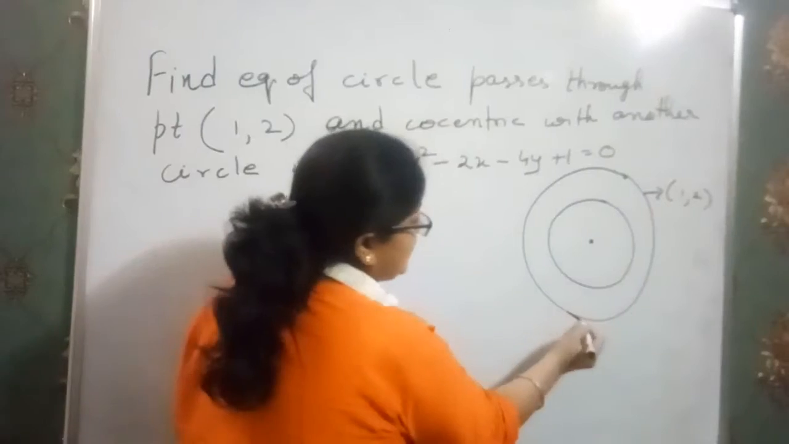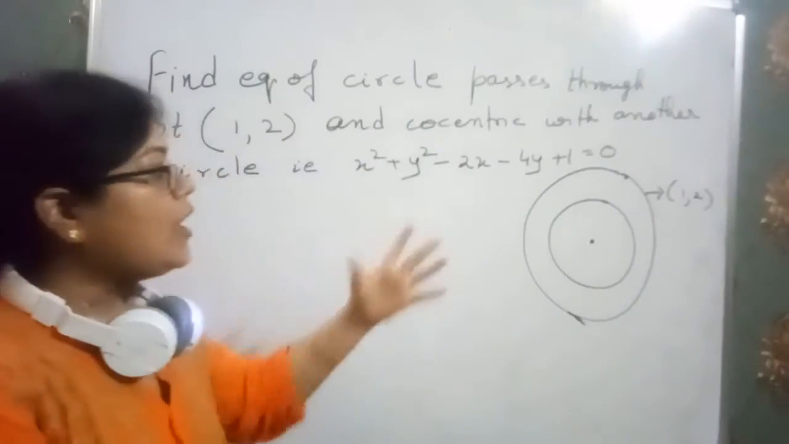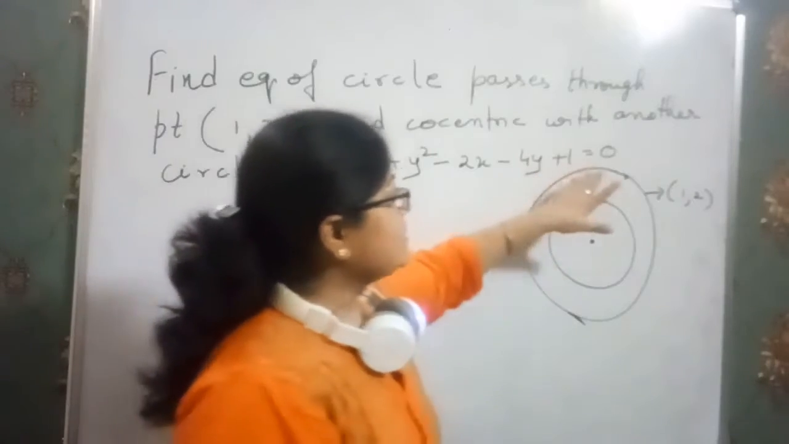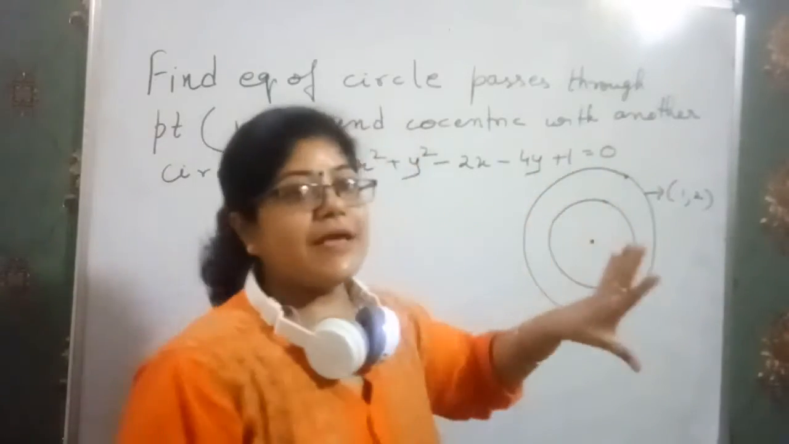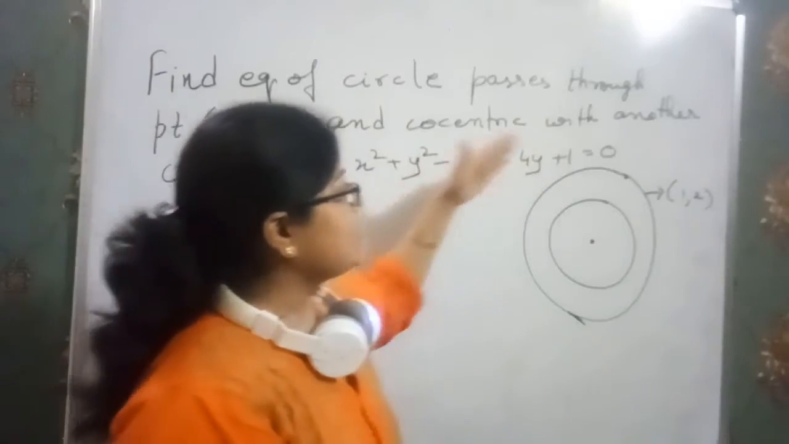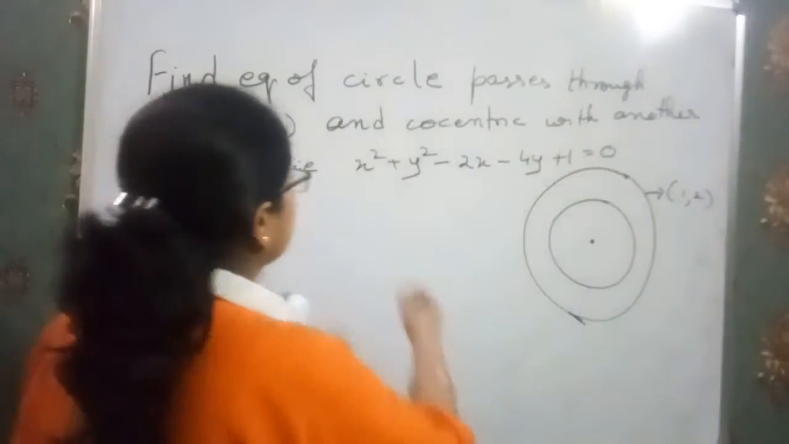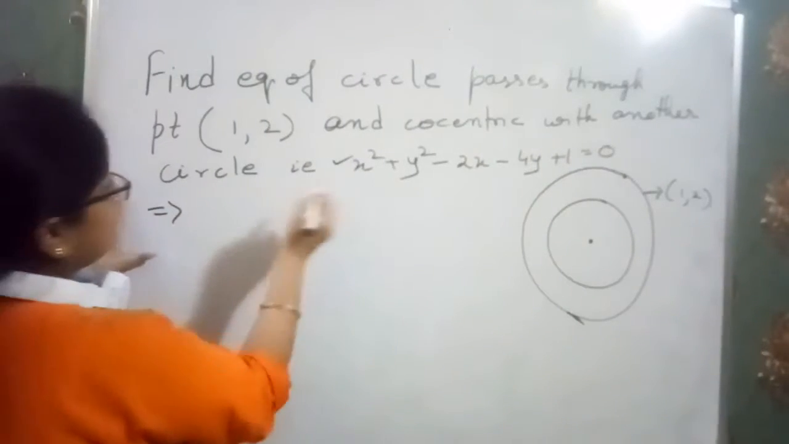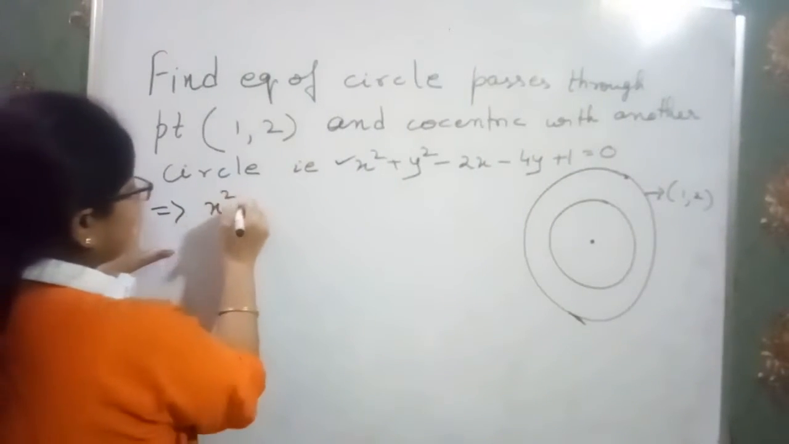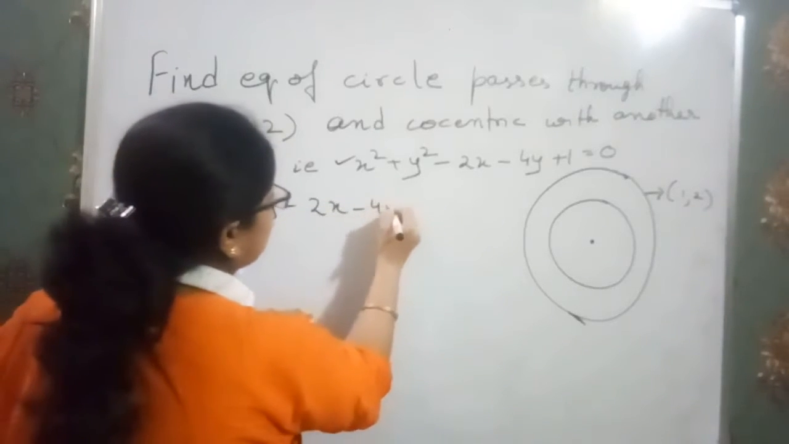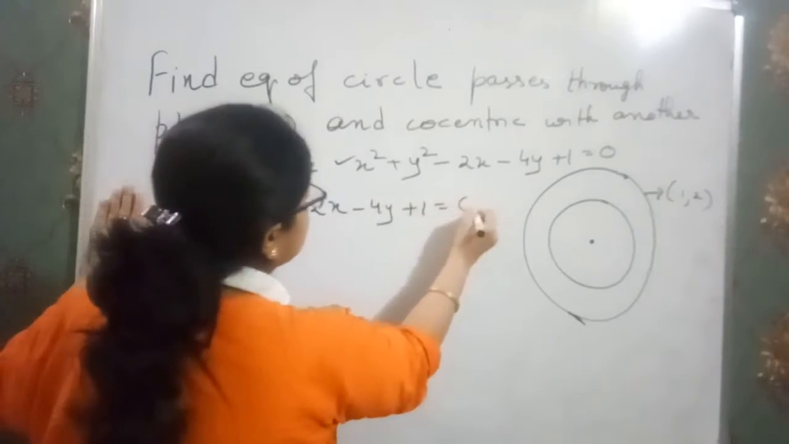So we have to find the equation of this circle. How do we do that? In this type of question, we see that the centers of both circles are the same. So the circle has the same center as the bigger circle. So we have to find the center of this circle: x square plus y square minus 2x minus 4y plus 1 is equal to 0.